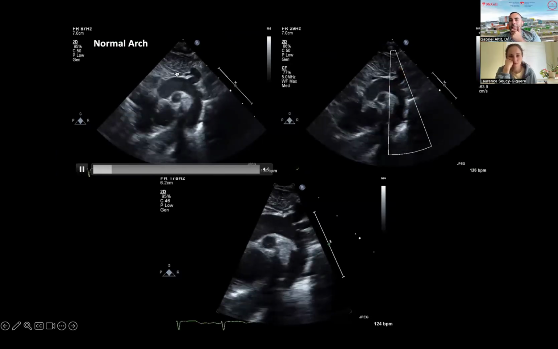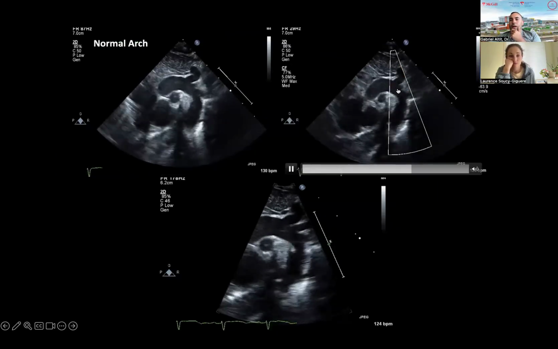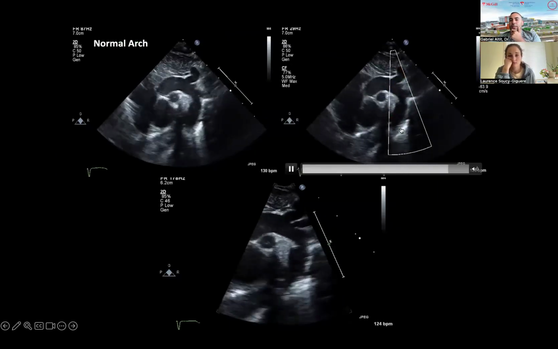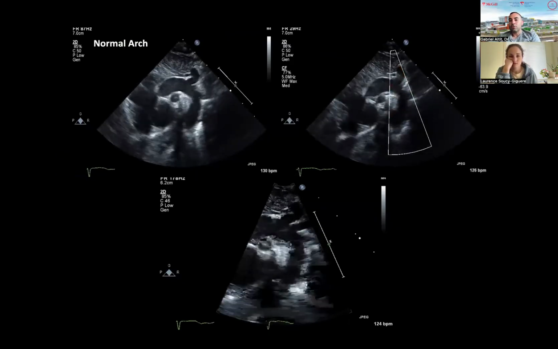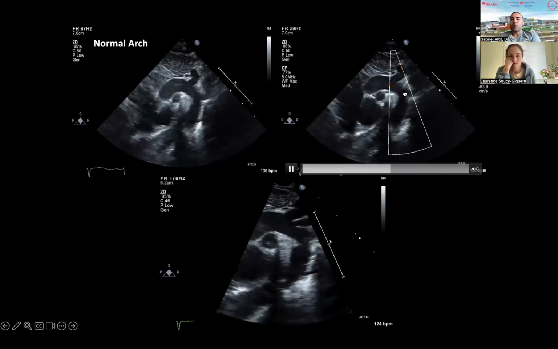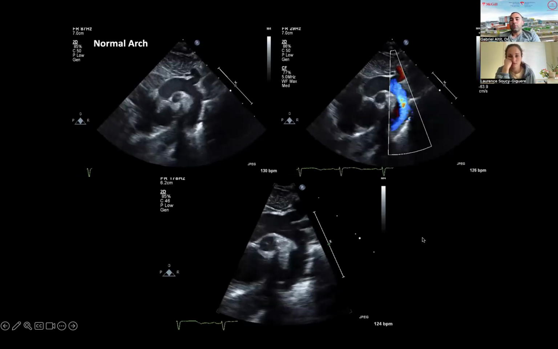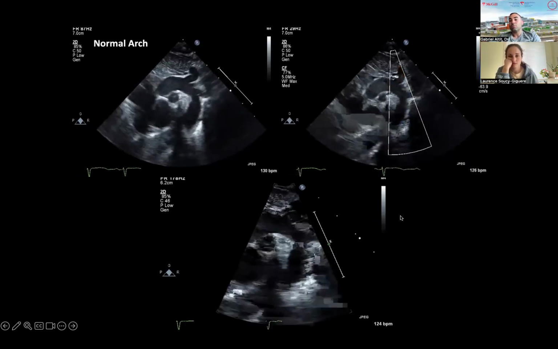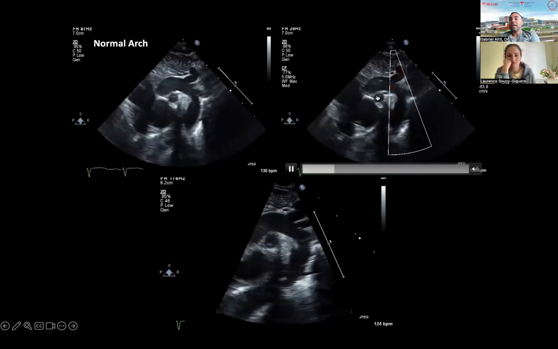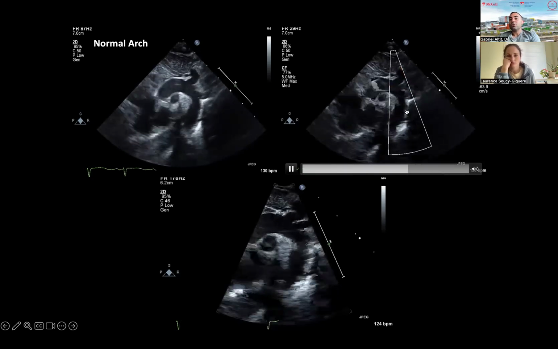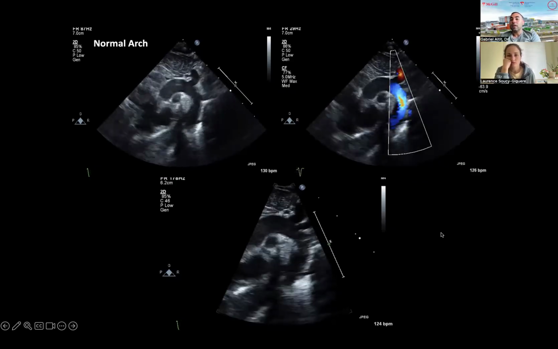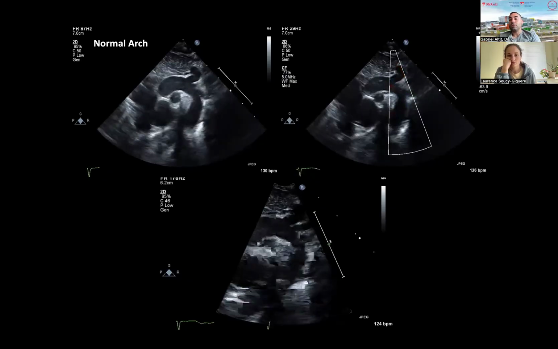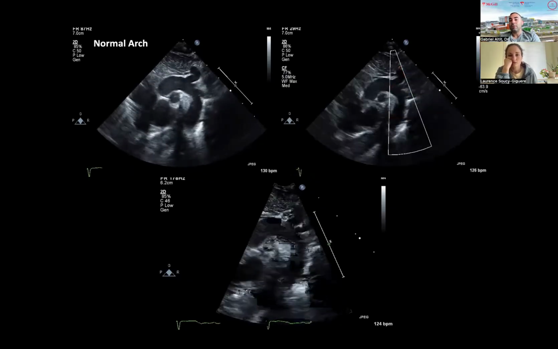You even see some thymus. You see nice flow, and you can do a CW to make sure there's no peak gradients above 15 to 20 millimeters of mercury. And then you can do your pulse wave Doppler to assess whether or not there's, for example, a postductal or preductal effect. So if a patient has severe LV dysfunction, that's a place where you want to see if your flow goes retrograde from the PDA into the ascending arch. So it's an important view for that, because then it tells you the entire perfusion of the arch is dependent on the PDA flow.